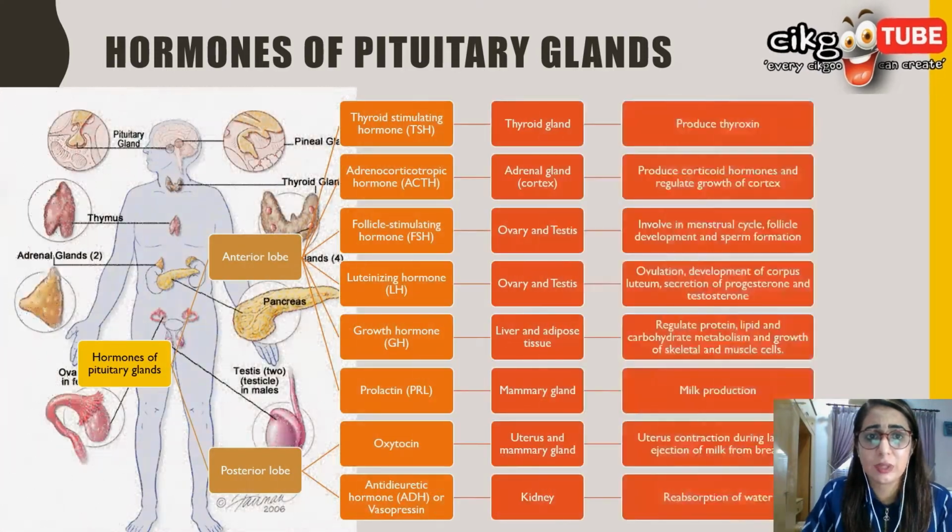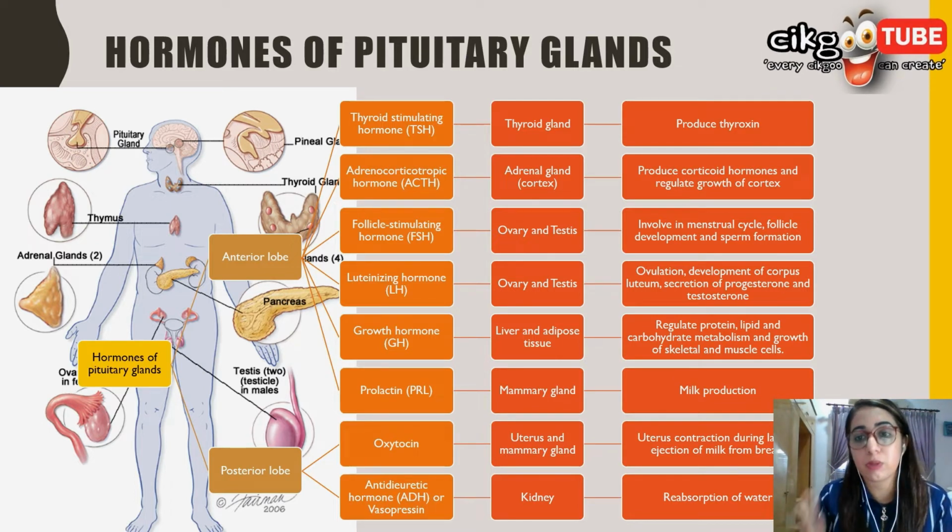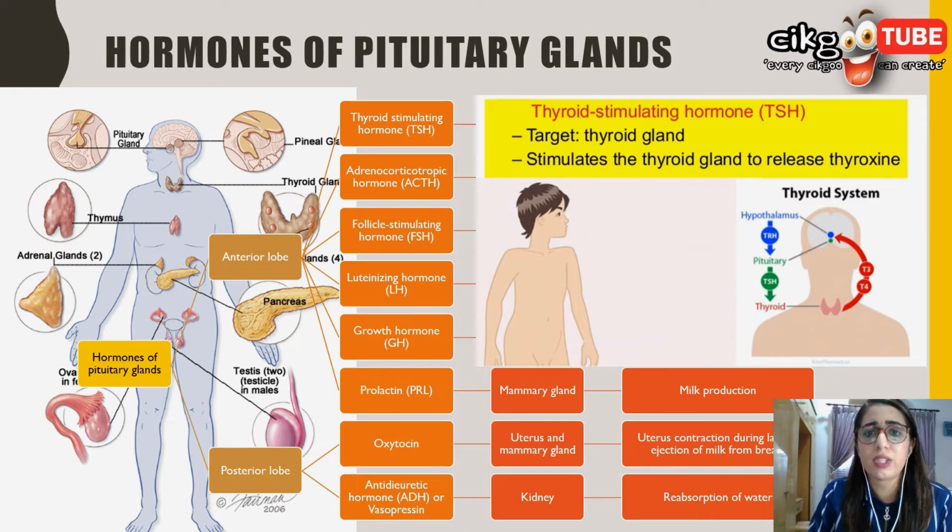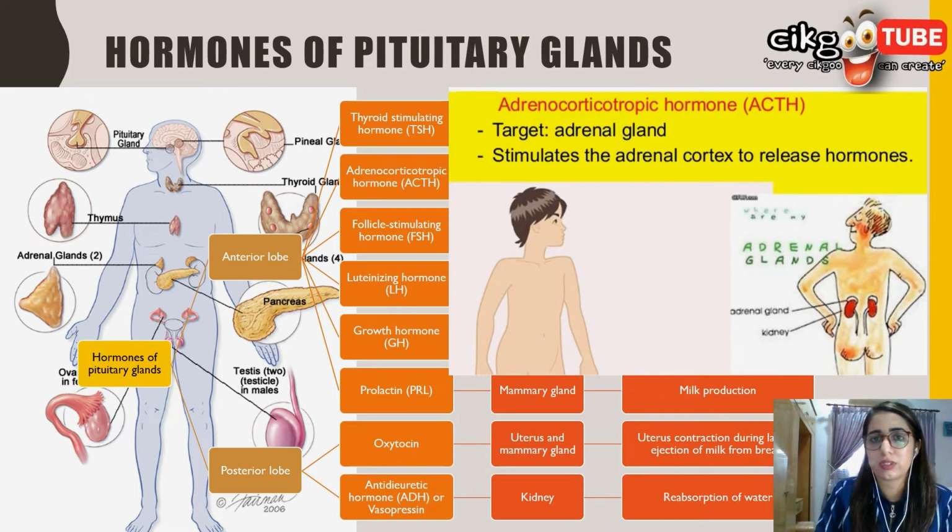So let's look at the hormones of the pituitary gland. That's a lot. We have the pituitary gland, the anterior and also the posterior lobe. There are about eight hormones that you should know, and some stimulate another gland to produce another hormone. Let's look at thyroid stimulating hormone, TSH. The target organ is the thyroid gland, which it stimulates to release thyroxine.